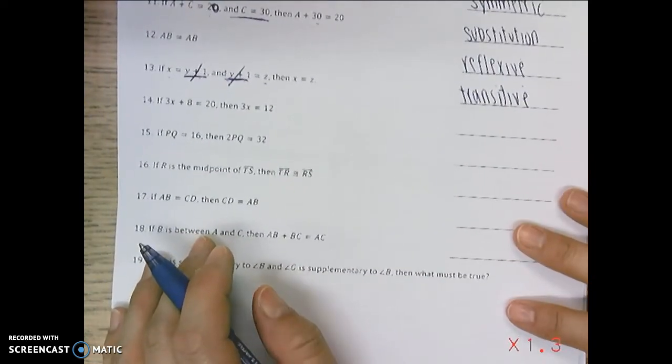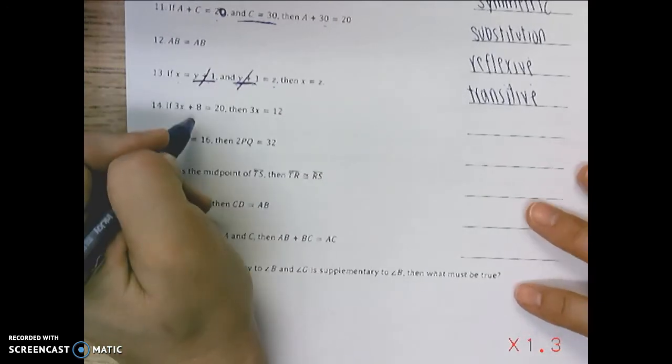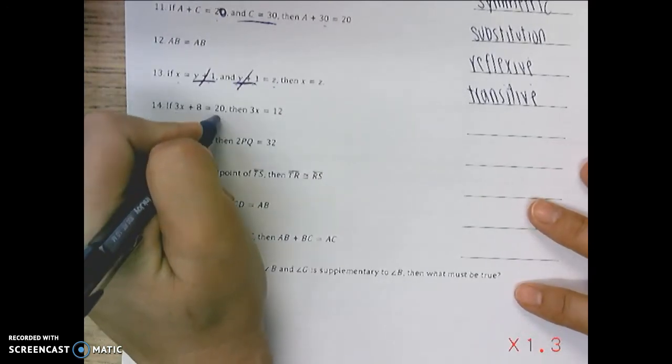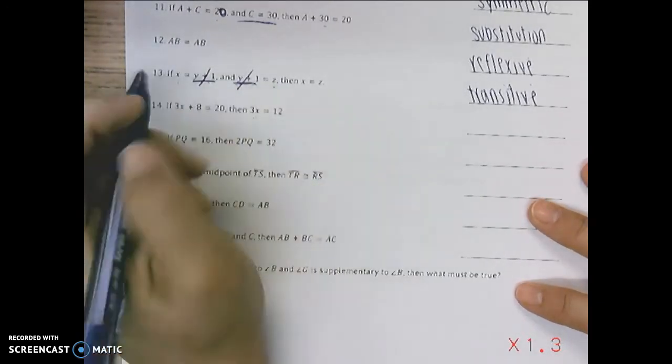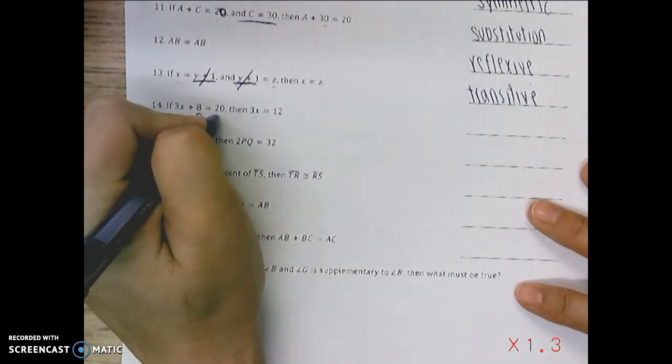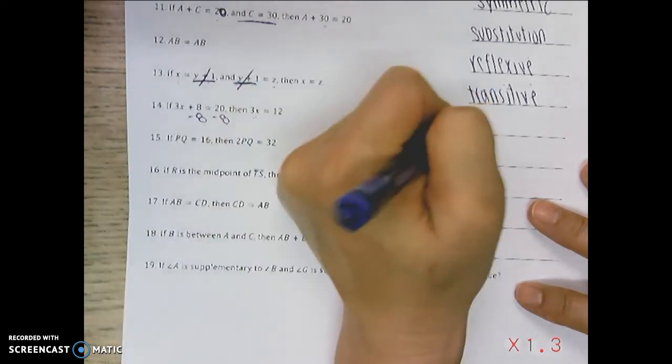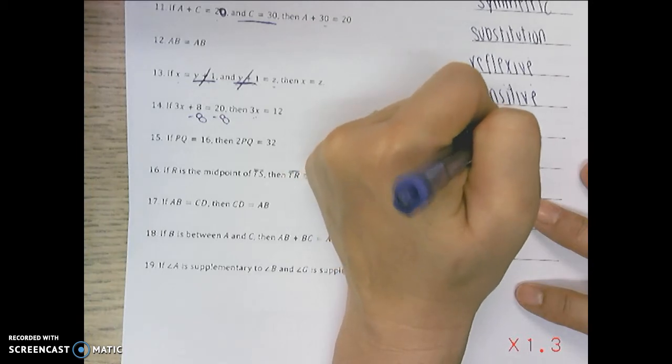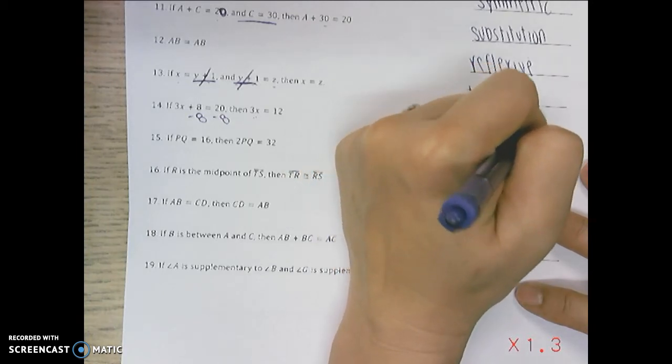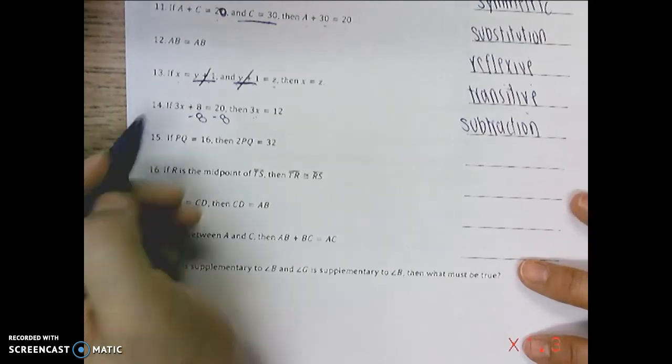Alright, and then I look at 14, and I want to see what's happening. Well, 3x plus 8 equals 20, and then 3x equals 12. I simply subtracted the 8 from both sides, and that would be the subtraction property. What did I do? Subtraction property.